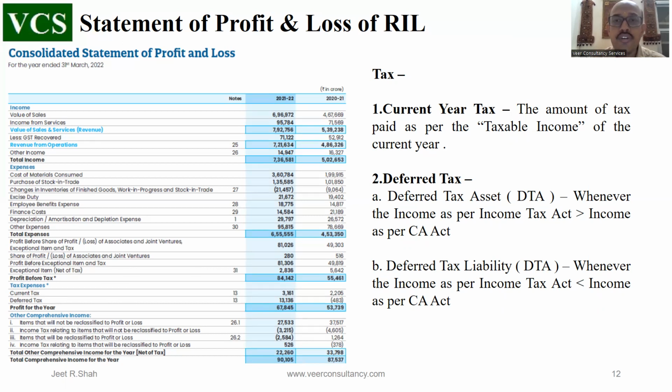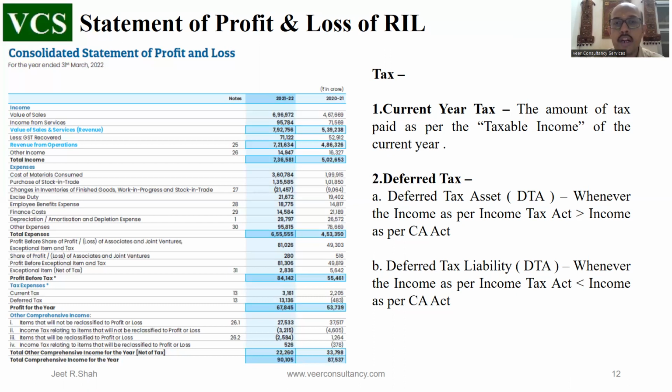So there will be two different types of incomes. One is the income as per the Companies Act. It is a commercial law. One is the income as per the Income Tax Act. Okay. There is one more thing as a deferred tax. Now, this is the name of the game when you do today's tax planning. So what is deferred tax?